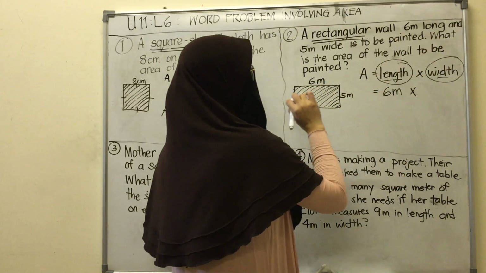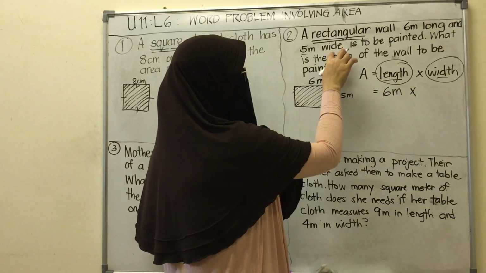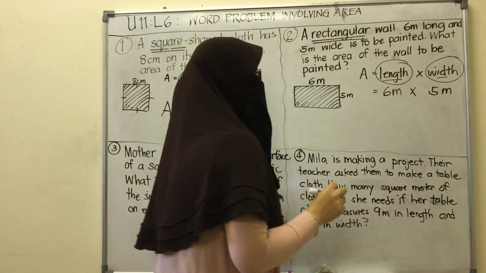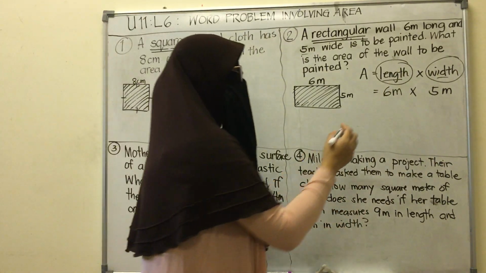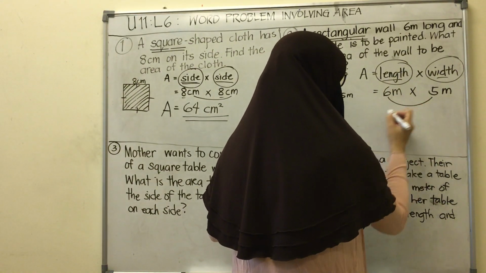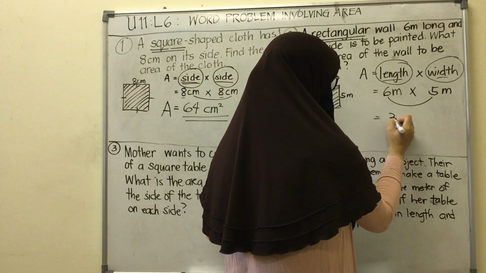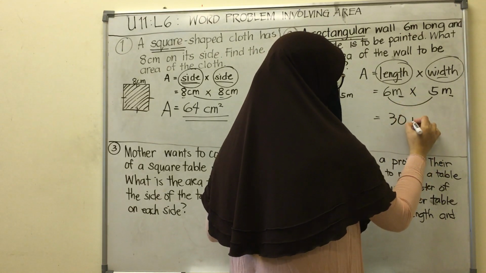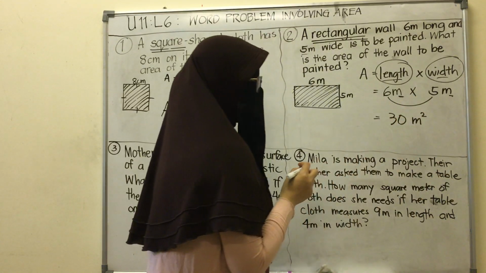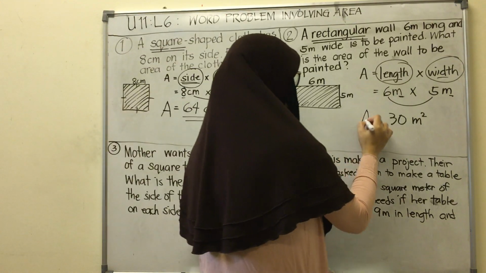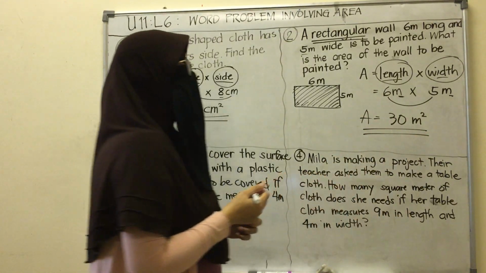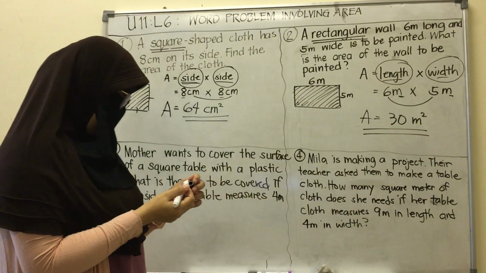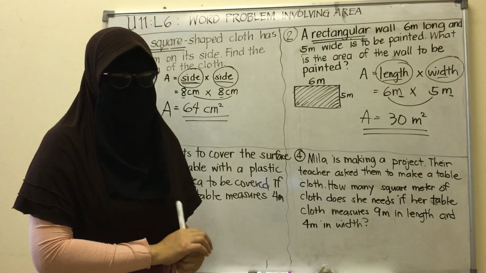Times our width, which is 5 meters. Wide, and wide and width are just the same. 5 meters wide. Okay. Now, first we multiply the numbers. 6 times 5 is 30. And then meter times meter is meter square. So the final answer is 30 meter squared. So the area of this wall is 30 meter square.